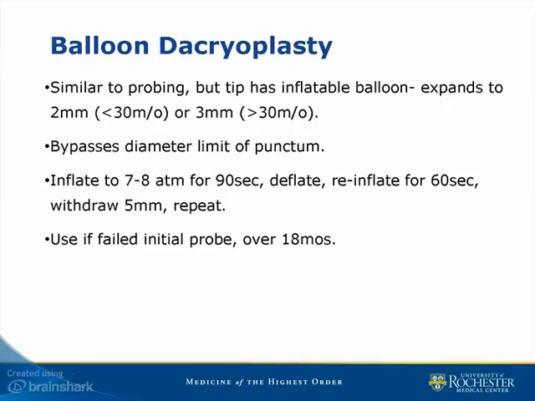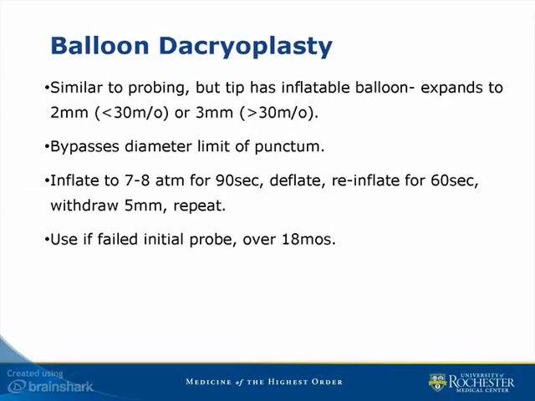So the procedure is similar to probing, but the tip of the probe has an inflatable balloon. It's similar to cardiac angioplasty or coronary angioplasty, and expands either 2 millimeters or 3 millimeters depending on the patient's age. This allows you to bypass the diameter limit of the punctum. With simple probing, you can only put a large enough probe that will fit in the punctum. With the balloon, you can put a deflated balloon across the punctum, then blow it up inside the nose to a much larger diameter.